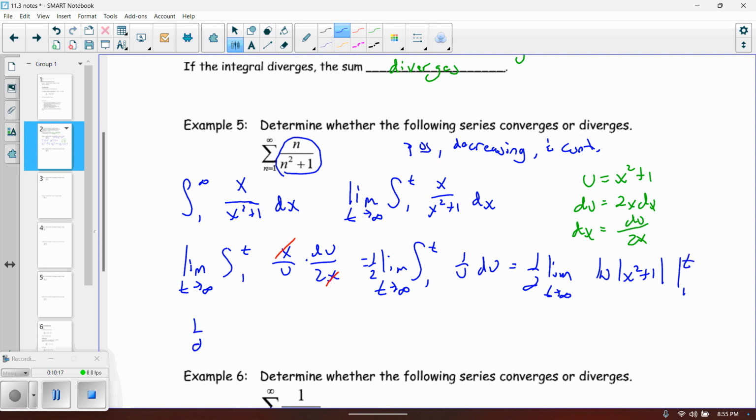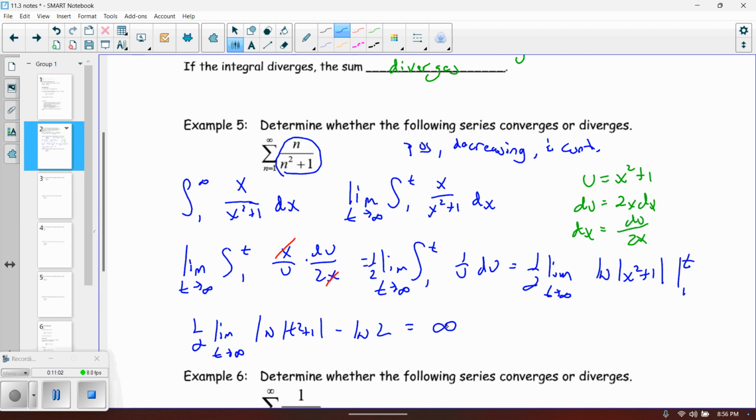So we get 1/2 the limit as t goes to infinity of the natural log of t squared plus 1 minus the natural log, plugging a 1 in, of 2. Natural log of 2 is no problem whatsoever because that's just a finite value. The problem is the natural log of t squared plus 1 as t goes to infinity is just going to make the argument of the natural log bigger and bigger, which increases the value of the natural log to infinite values. So we're going to have basically infinitely large values minus the natural log of 2, which is still going to approach infinity.